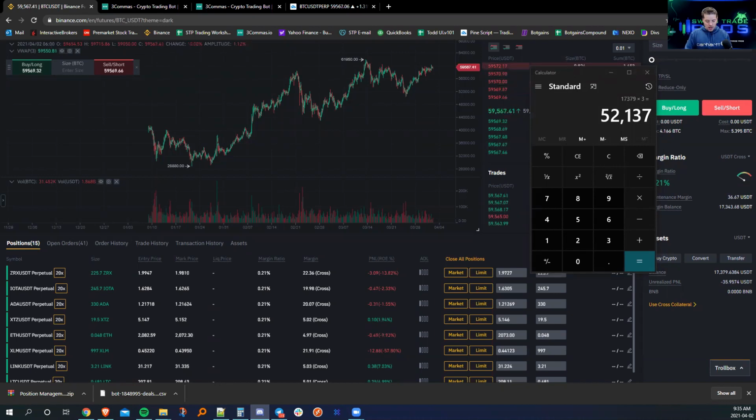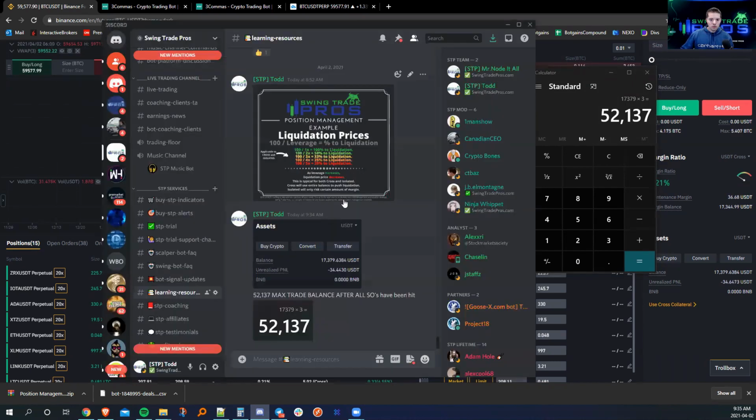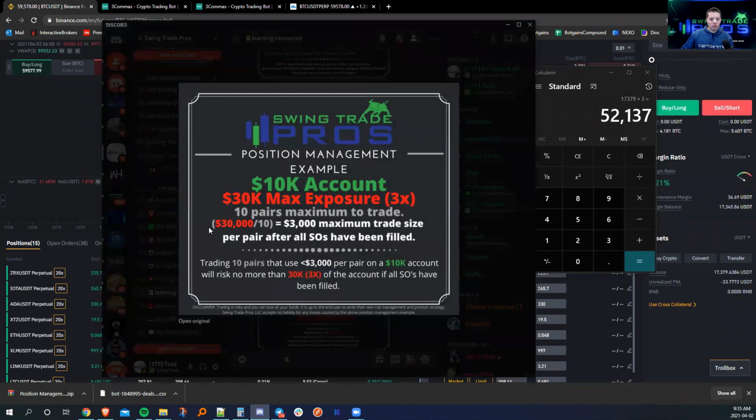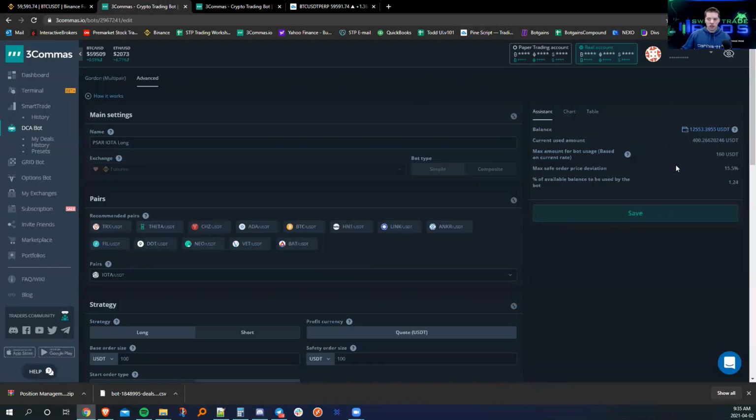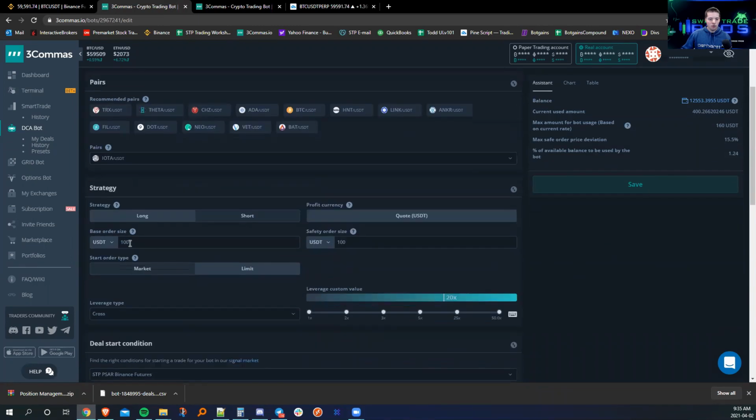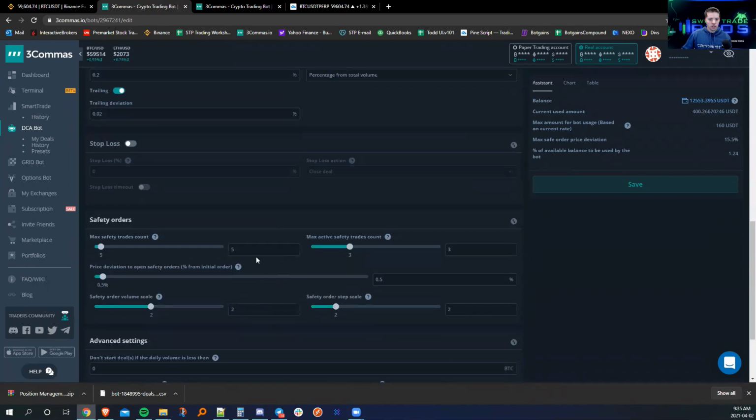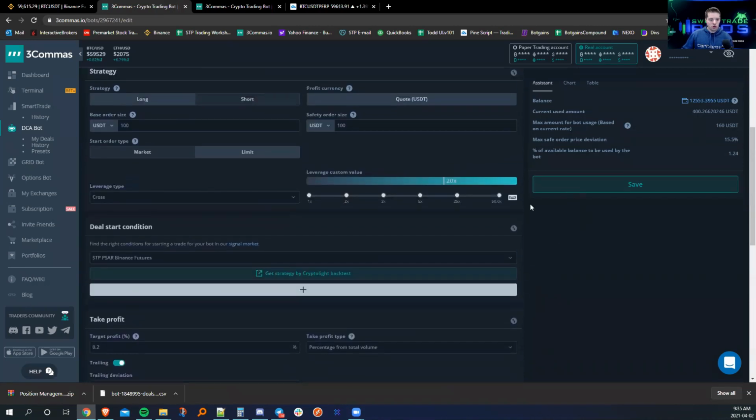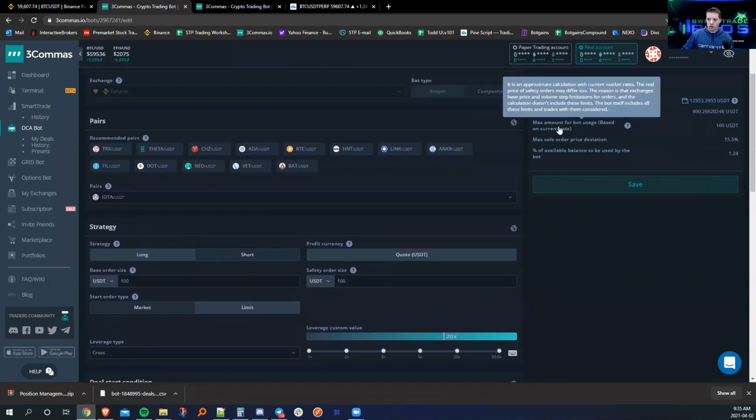52,137 max trade balance after all SOs have been hit. From earlier, now I have to figure out how many pairs I would like to trade. Keeping that 100-100, when you go back to 100-100, that ends up with around $3,000-ish per trade. I think I have adjusted it now, so this is going to use $3,200 at 100-100 due to the scaling fifth SO. The quick note I want to state here is this is going to show you incorrectly.